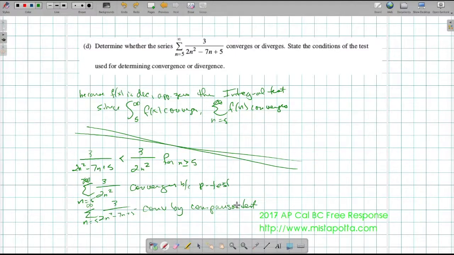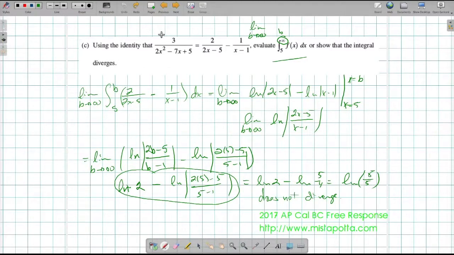Of course, given part C handed it to you on a silver platter, you might as well use it.